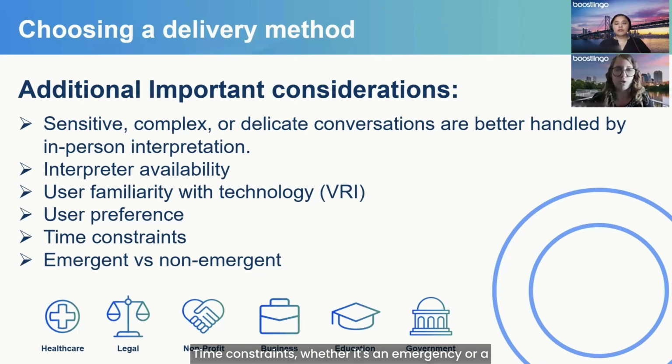Time constraints, whether it's an emergency or a non-emergent encounter, sometimes you just simply don't have time to pre-schedule an interpreter. You just need someone right then, right now. And if that's the case, then remote interpretation is probably what you would choose to do.